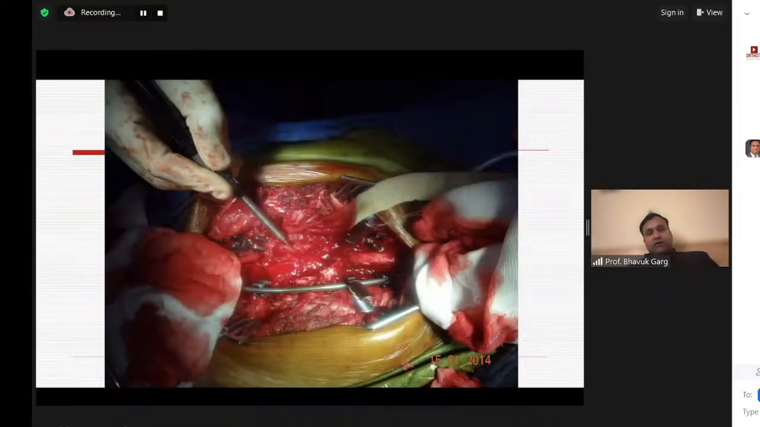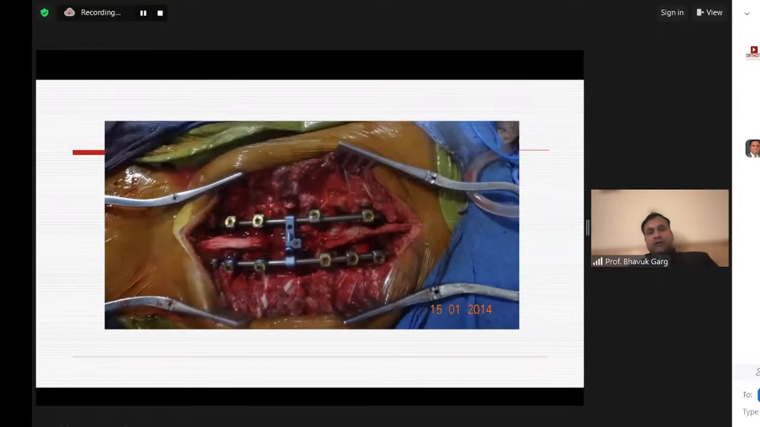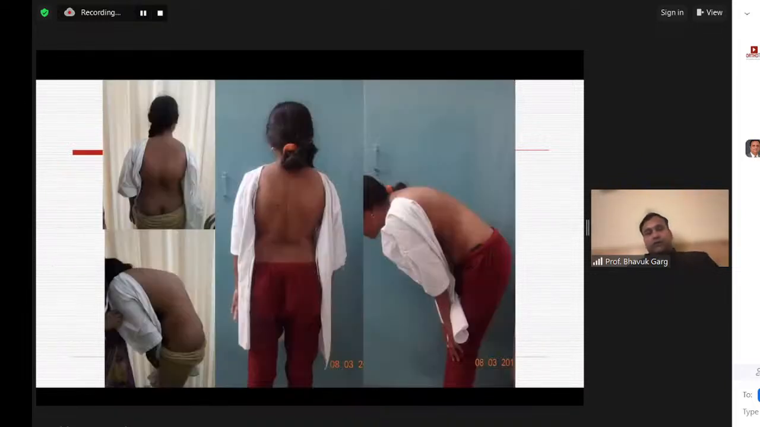And this is how, intraoperatively, we have done the PSO, and I'm using the burr. So these are the pictures intraoperatively. You can see that I've taken out a wedge with the help of the osteotomes, and then I'm using a burr to take out a bigger wedge. And this is the final closure intraoperatively. And you can see the correction here from 76 to 25 degrees, which is again a correction of around 51 degrees. And these are the post-operative clinical pictures with a very good correction.